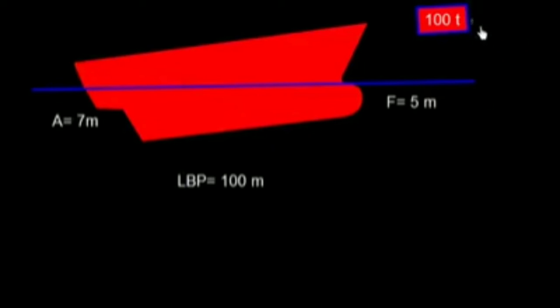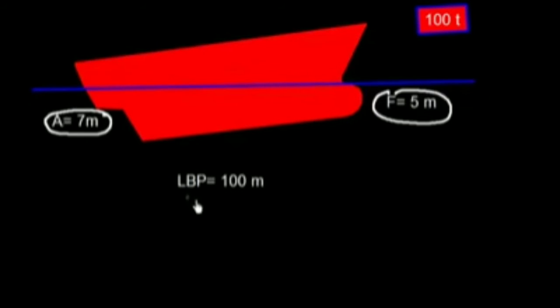In this video I'm going to explain the calculation of a final trim because of loading. So here we have this vessel where the forward draft is 5 meter and aft draft is 7 meter. Well, I have used simple numbers so that we can understand the concept. And the length between perpendicular is 100 meter. I have this 100 ton weight.